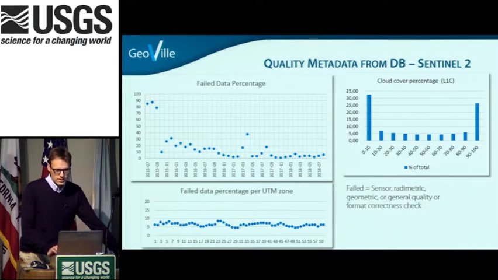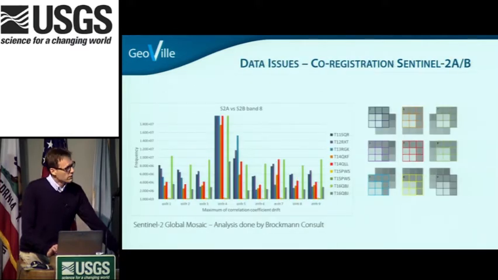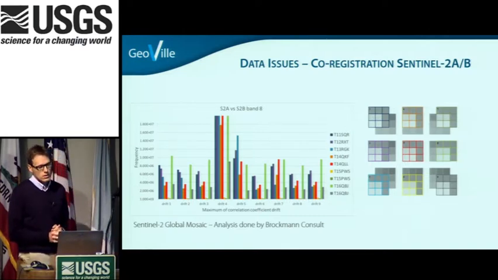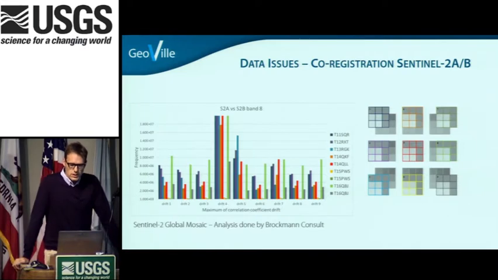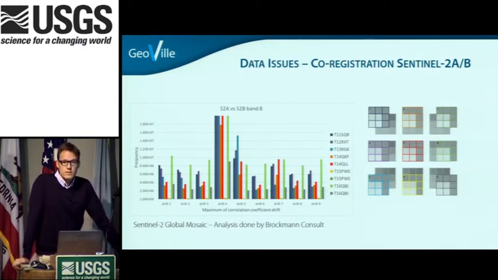distribution about the cloudiness. Then we also did some comparison for the inter-satellite operability, so Sentinel-2A, 2B co-registration, and I think around end 2017, early 2018, there were some issues in the co-registration procedure, and so what we did here is for a couple of tiles to compare the image shift.